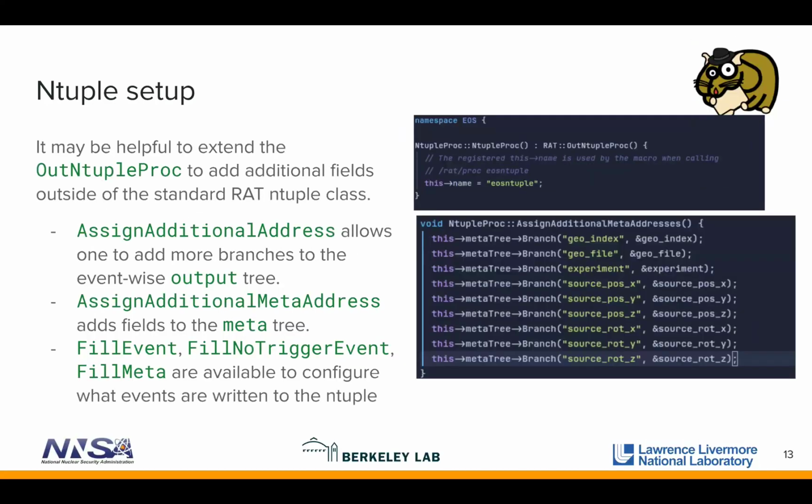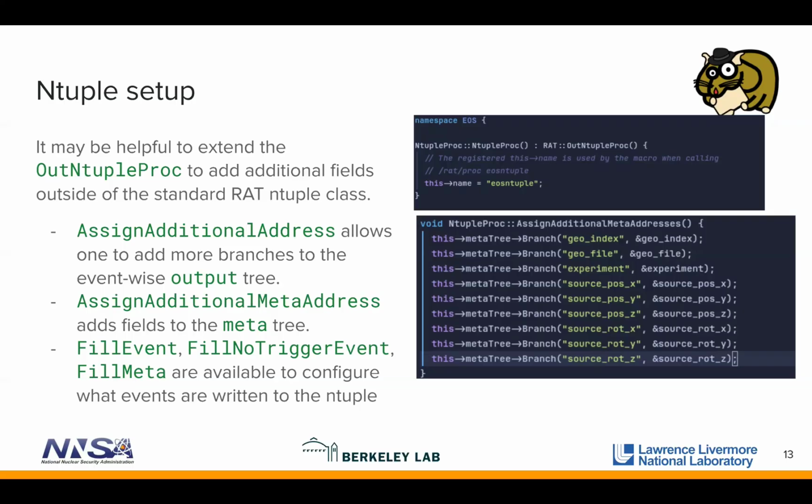You can also extend the RAT ntuple class to include detector-specific fields. So we've aimed to make this relatively straightforward. We've included methods in the RAT out ntuple that are meant to be extended by a private experiment to add their own fields. So we have this method called assign additional address.